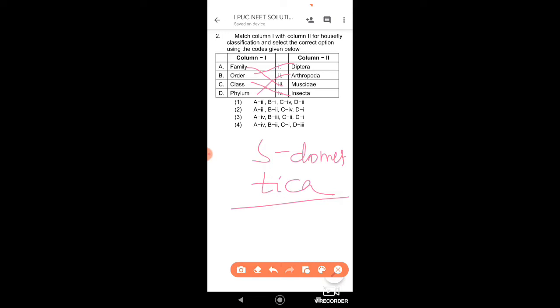So out of these four options, which are given, now A matches with 3, B matches with 1, C matches with 4, and D matches with 2. So you have to go for the option A. So answer is option 1. Alright.